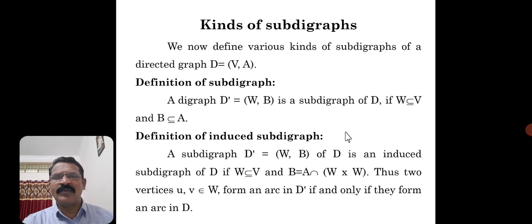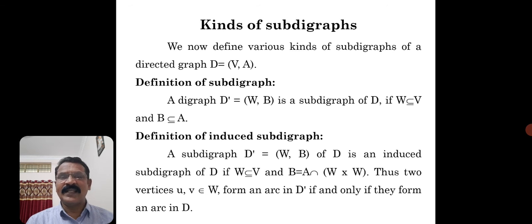Similarly here also we have an induced subdigraph. Okay, here a subdigraph D dash with the vertex set W and the edge set B of the digraph D is an induced subdigraph of D if again W, the vertex set, is a subset of or equal to the vertex set of the digraph D, and B, the edge set of D dash, is A intersection W cross W. That is very important. Okay, A intersection W cross W.